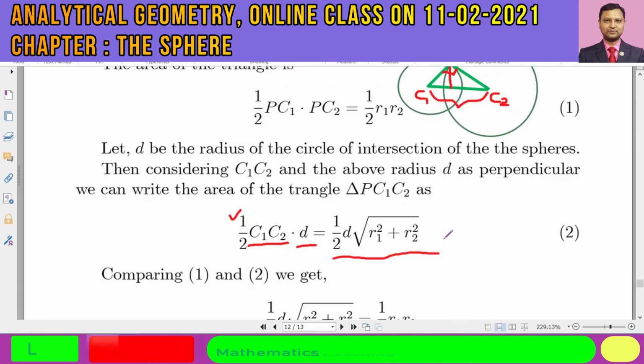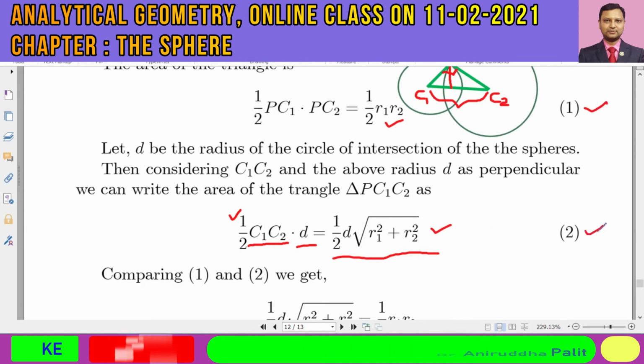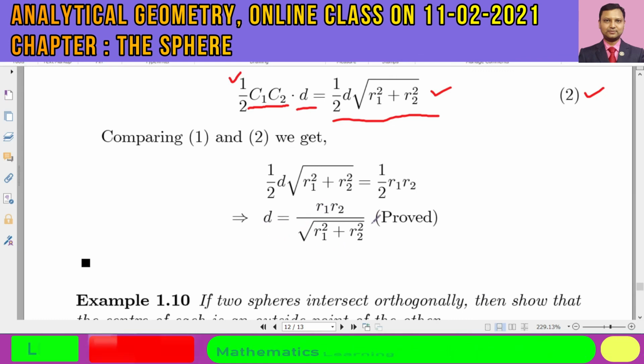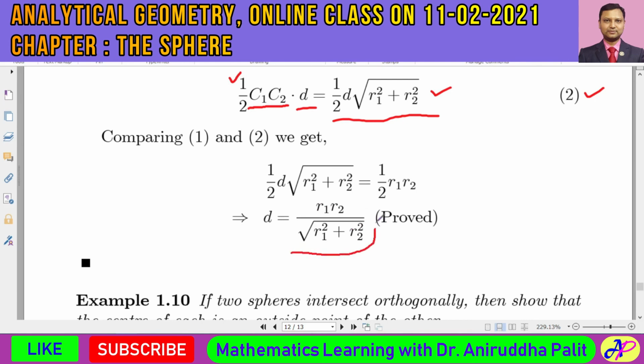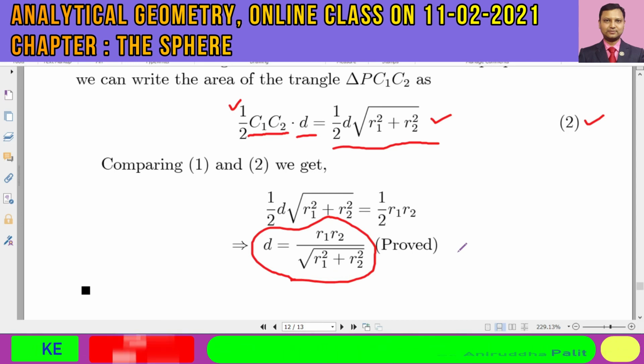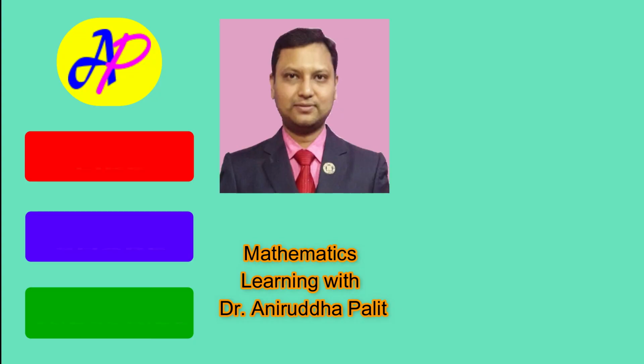So over here we get two different expressions for the area of a triangle. This is one expression, half of R1 R2, and another expression would be this one, half of d into the square root of R1 square plus R2 square. If you compare these two expressions, what do we get? We get that d is equal to R1 R2 by the square root of R1 square plus R2 square. So this is the final result that we were to compute. These are a few examples regarding the intersection of spheres. So that's all from this lecture.